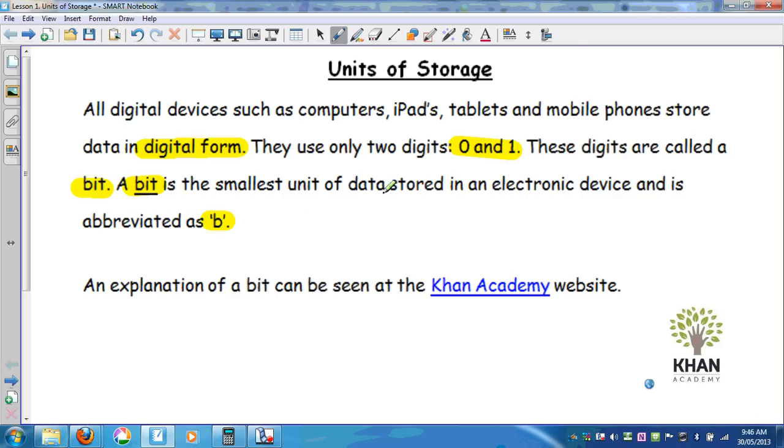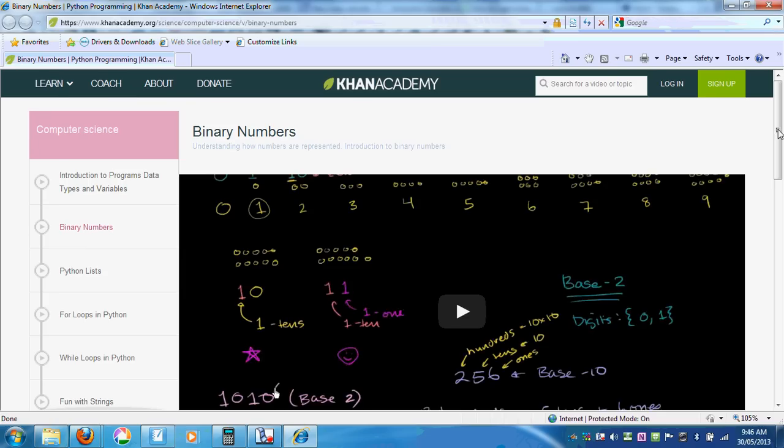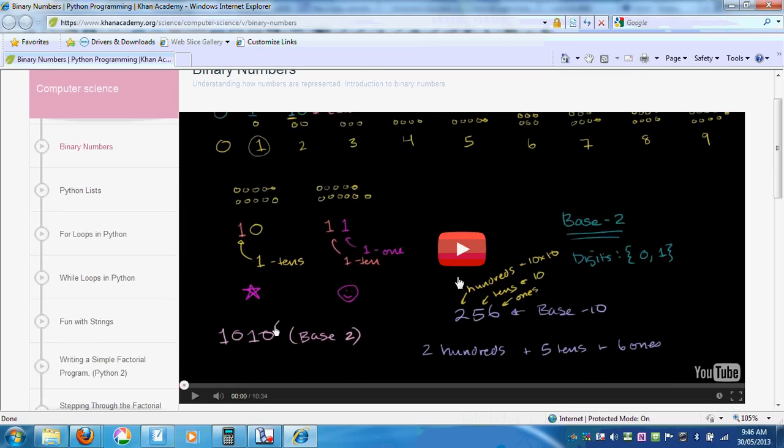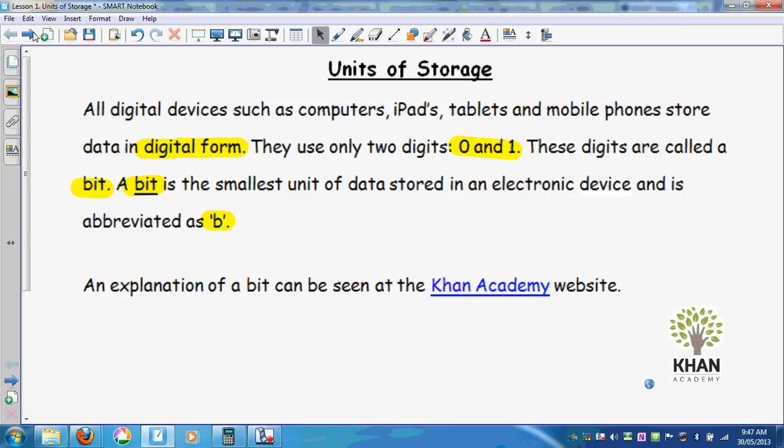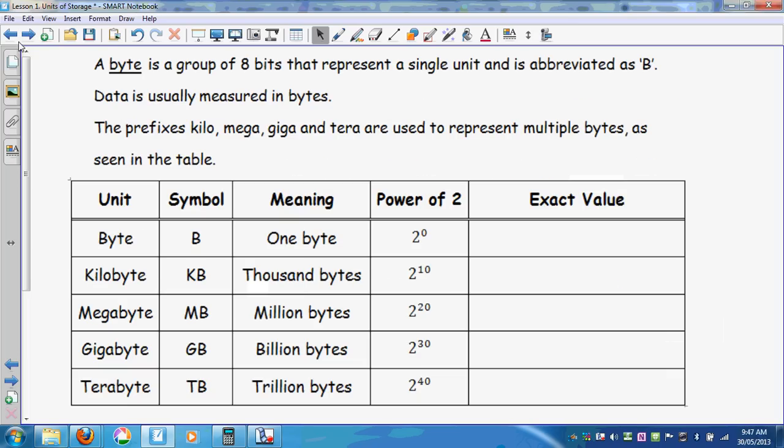However, Khan Academy does a great explanation on what a bit is and the zeros and ones and the base 2 that they are in. I won't play this, it goes for 10 minutes, but you don't need to listen to it all. Even just getting some concept of what a bit is and what it represents is very useful for you to get a really good understanding of everything to do with units of storage and digital downloads and bits and bytes.